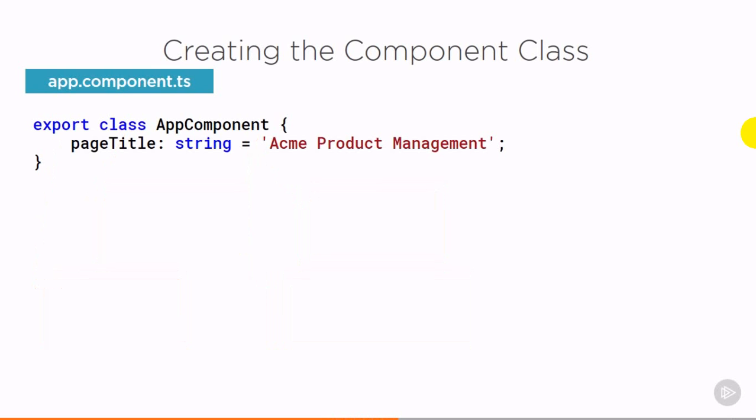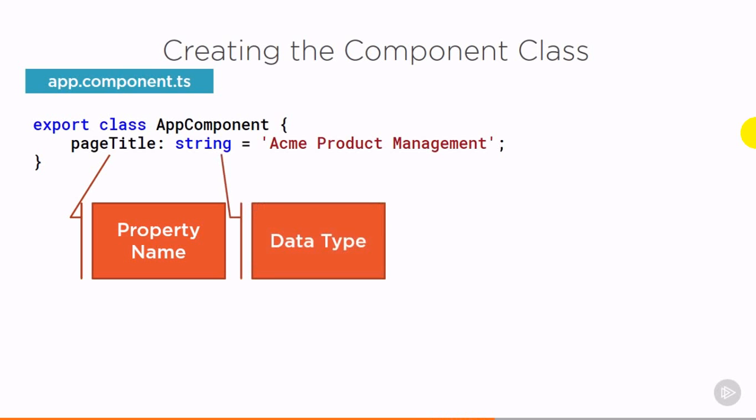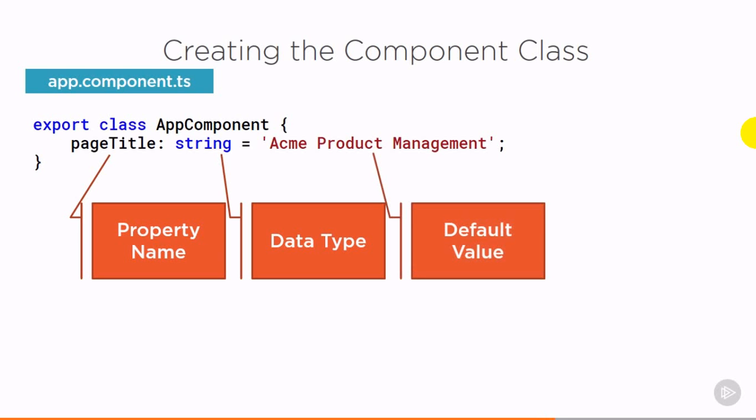A property defines a data element associated with the class. We start with the property name, which by convention is a noun describing the data element, and it is in camel case, whereby the first letter of the name is lowercase. In this example, it is the title of the page. Using TypeScript's strong typing, we follow the property name with a colon and its data type. In this example, the page title property is a string. We can optionally assign a default value to the property as shown in this example.